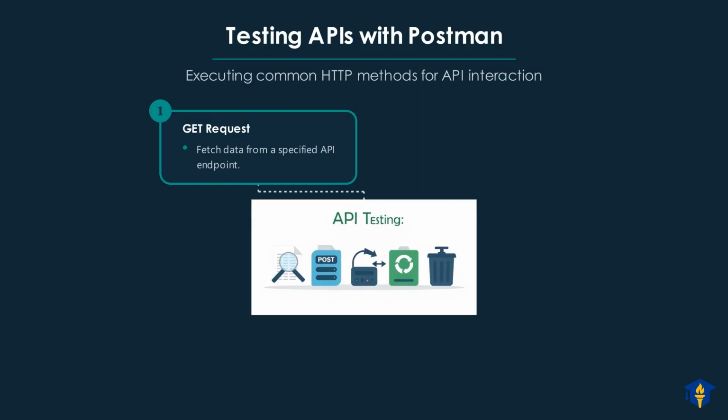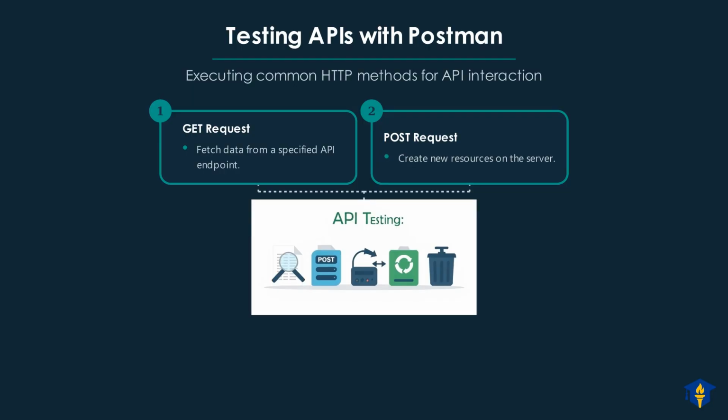A GET request is used to fetch data from a specified API endpoint without modifying resources. Next, consider the POST request, which is used for submitting data to create new resources. A POST request allows you to create new resources on the server by sending data in the request body.